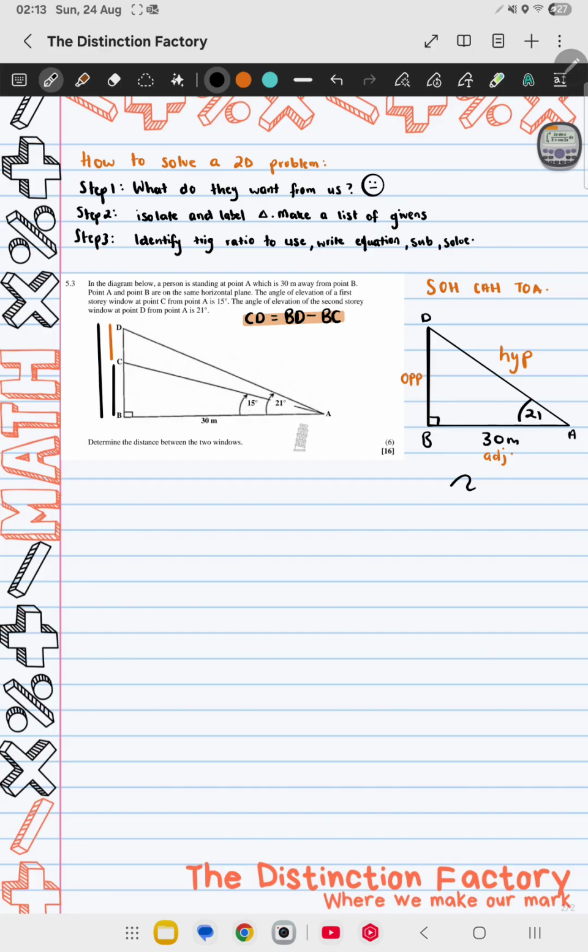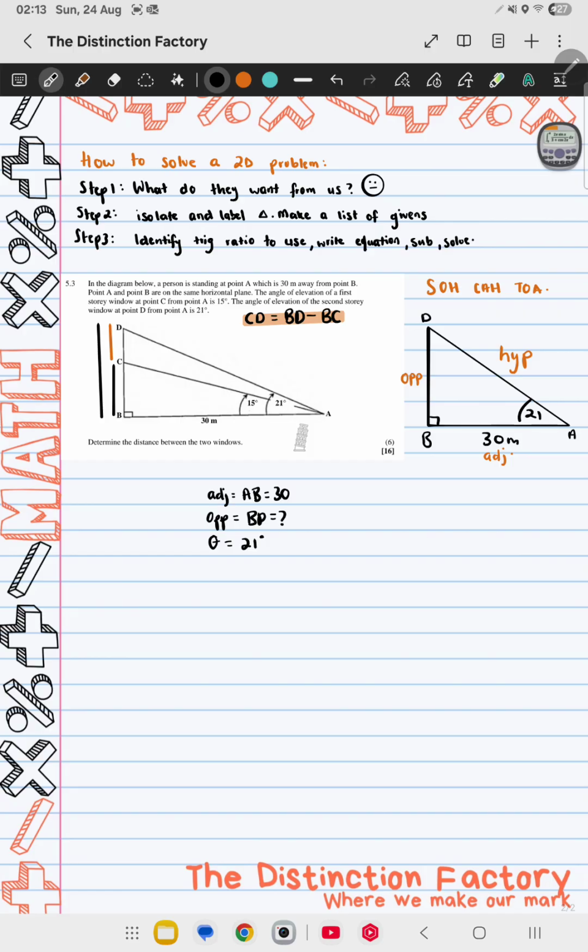Making a list of the givens, the things that we have is adjacent, and our adjacent is listed as AB, which is 30 meters. We want our opposite, and the opposite is listed as BD. And we are given the angle, which is theta, and that is 21 degrees. Now, based off these givens, I can decide which trig ratio I can use as long as they include both of these lines that we have listed here.